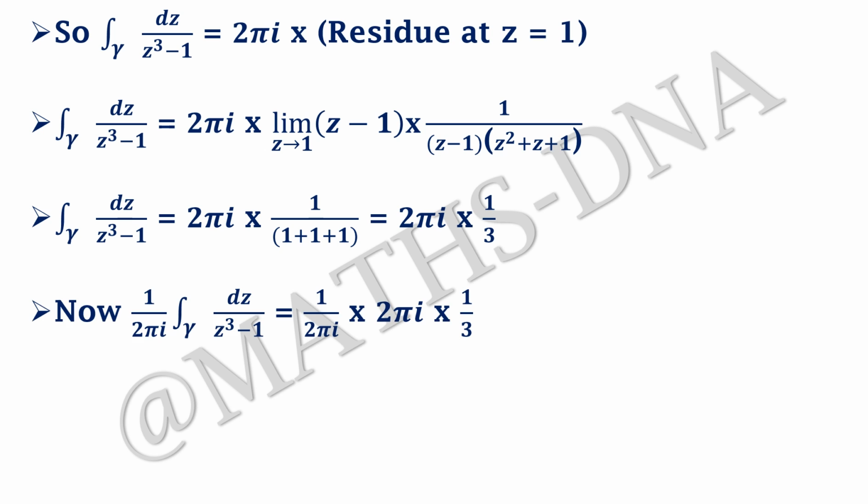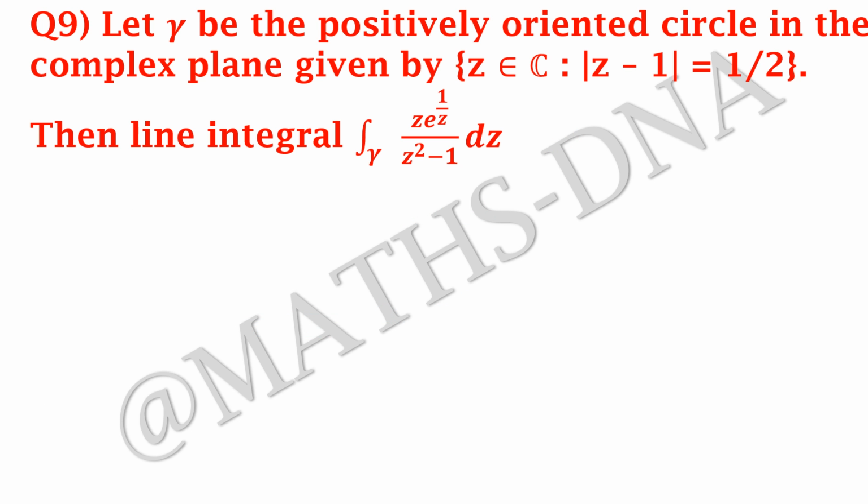But remember, we have to find 1 upon 2 pi i integral of dz upon z cube minus 1. That will give you the value as 1/3, and hence the correct answer is option B. Moving on to the ninth question, which is similar to the one we solved earlier.